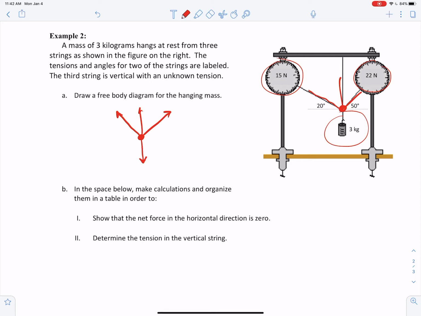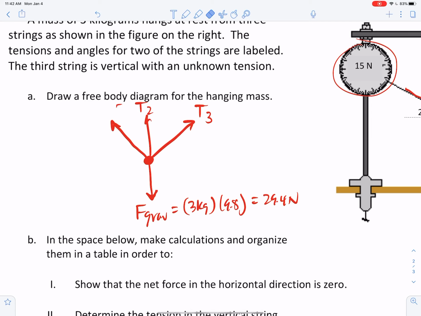First of all, the hanging mass is going to pull down with a force of gravity equal to 3 kilograms times 9.8, which is 29.4 newtons. The tension in the first string, I'm going to call that T1. I'll call this T2. I'll call this T3. The tension in the first string is 15 newtons.